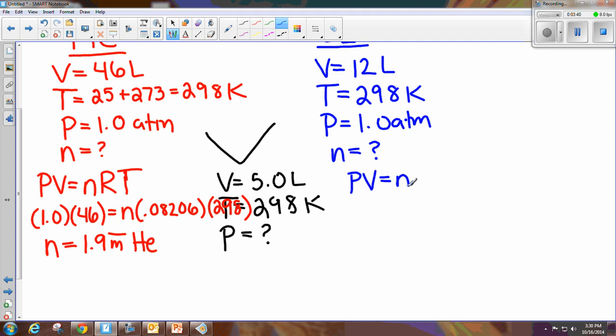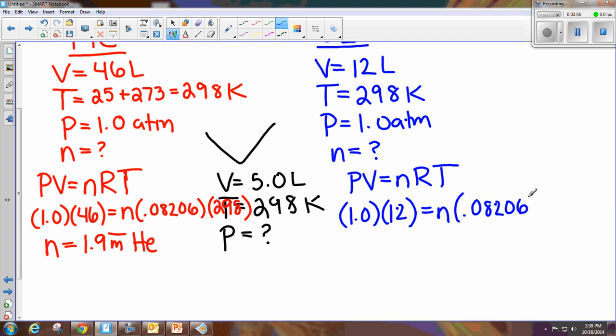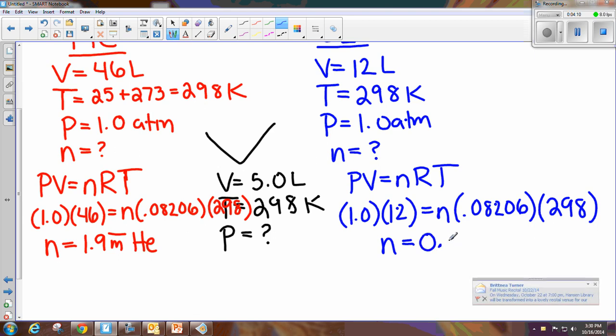We're going to do the exact same thing for the oxygen. So pressure of 1 atmosphere again, new volume of 12 liters, n, 0.08206, and still a temperature of 298 Kelvin. And this n is going to be smaller. We have a smaller volume, so this number of moles should be smaller. And for oxygen, I got 0.49 moles of oxygen.